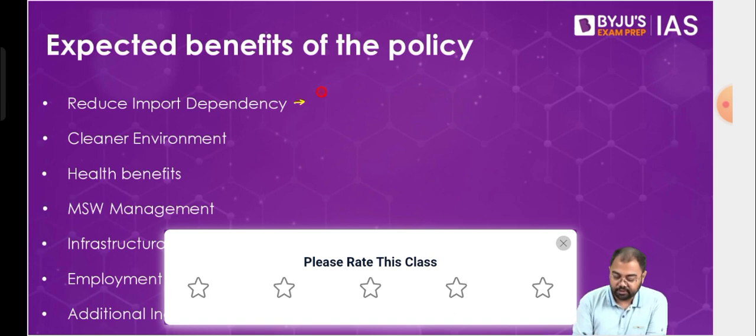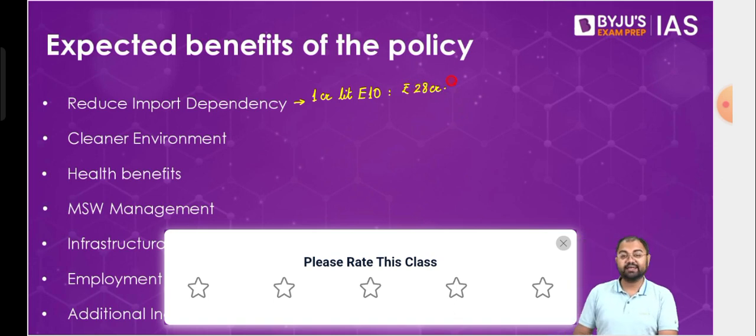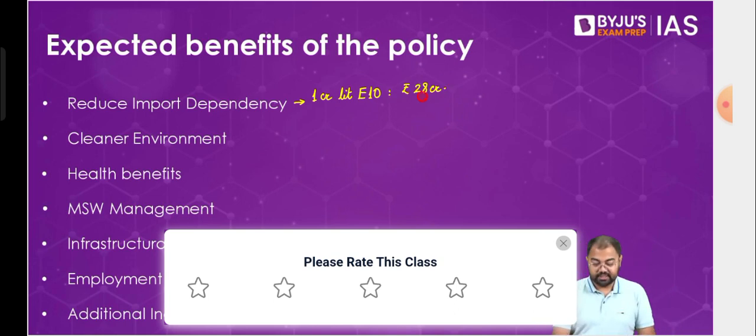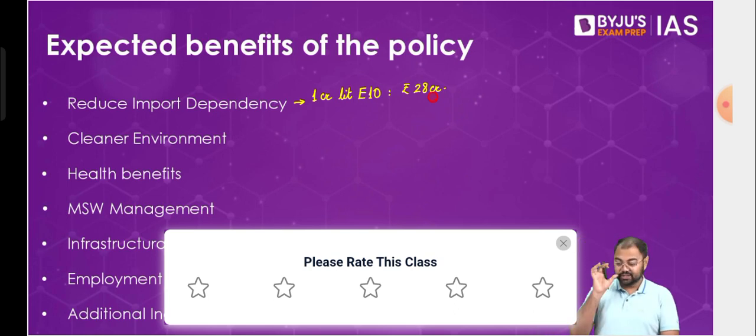For example, in terms of data, 1 crore liters of E10 fuel will be able to save rupees 28 crores. Just remember that in 1 year, the production could be as high as 200 to 250 crore liters. So even if it is 200 crore liters, the saving would be up to 5,600 crore rupees.